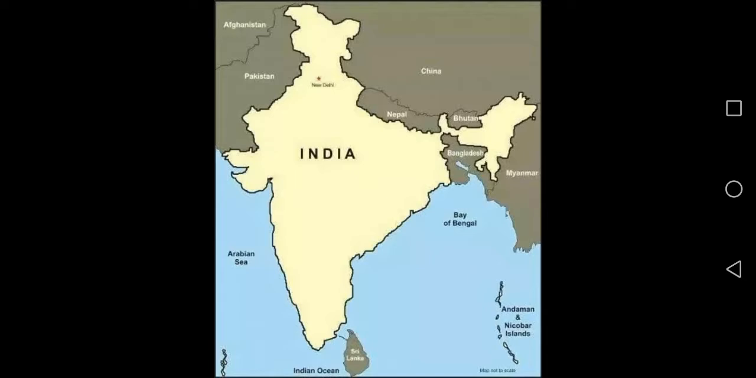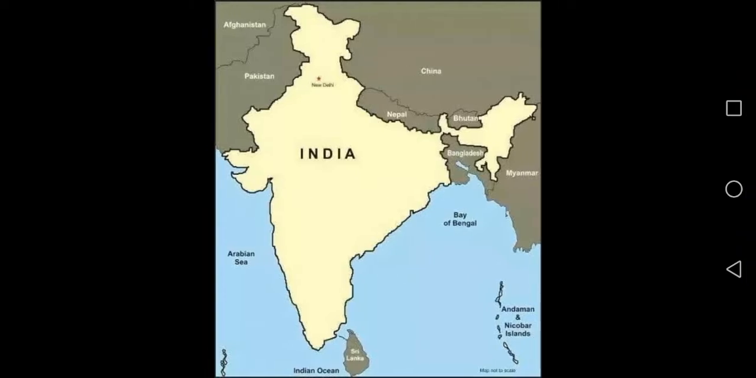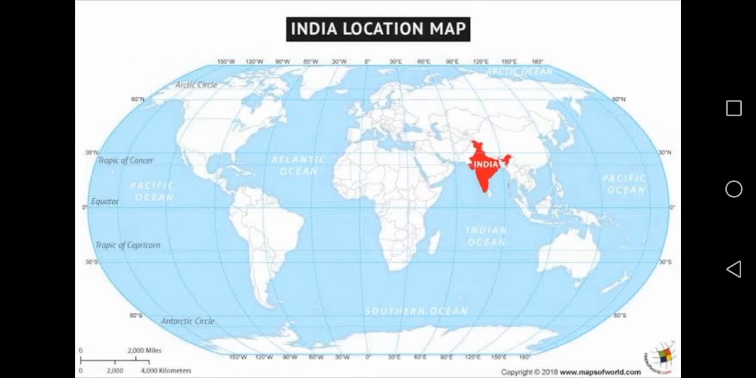And the area of our country is 3.28 million square kilometers, and it occupies 2.4% of the world's land area also. So our country is quite big, located at the central part of the Asian continent. So you can see the location in the world.